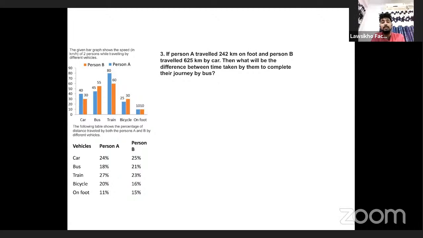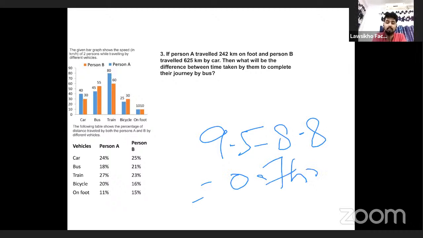All right. So for person A, it was 8.8, and for person B, it is 9.5. Okay. So then what will be the difference between time taken by them to complete their journey by bus? The difference is 9.5 minus 8.8. It is nothing but 0.7 hours. This is the difference or the answer which we were looking for. Clear with this particular question?